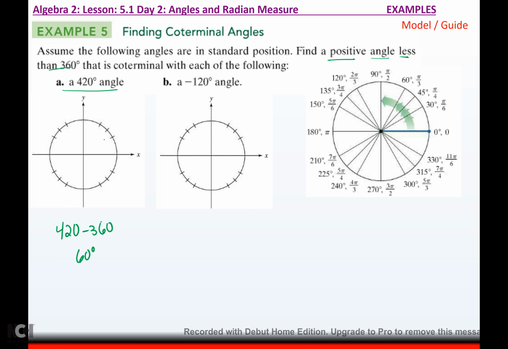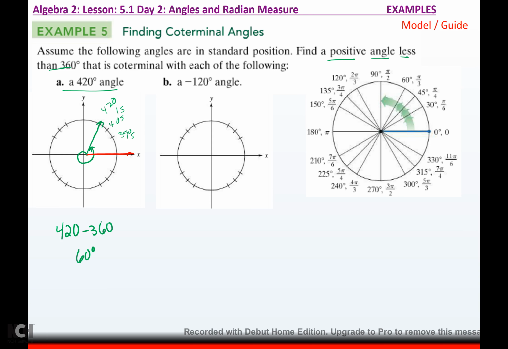Now watch. If I go 420 degrees, that would be 360, then 30 more is 390, plus 15 is 405, plus 15 is 420, which would put me right here. So there's 420 degrees.